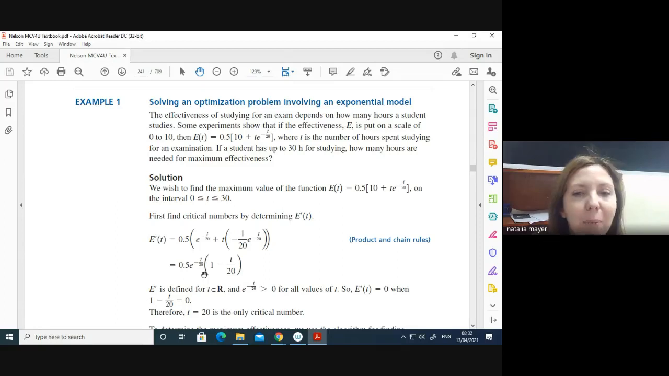For example, if I have a function t over e to the power of t over 20 equals 0, there is a solution, and this solution is 0. Why? Because t is in the numerator. So I need full reasoning about why there is no solution to the equation e to the power of negative t over 20 equals 0. Anyone?